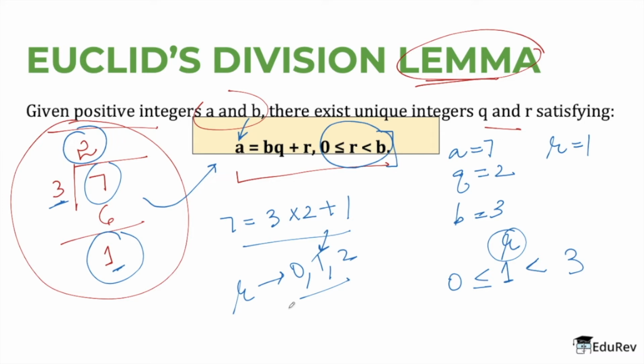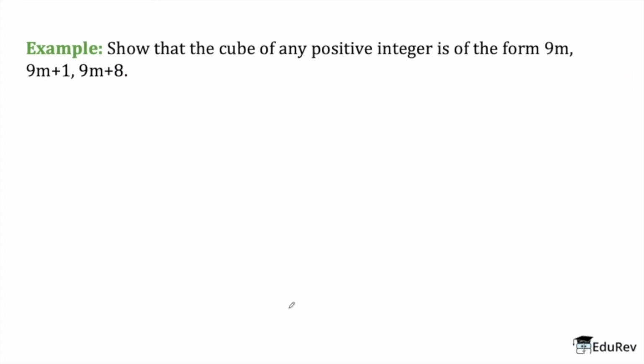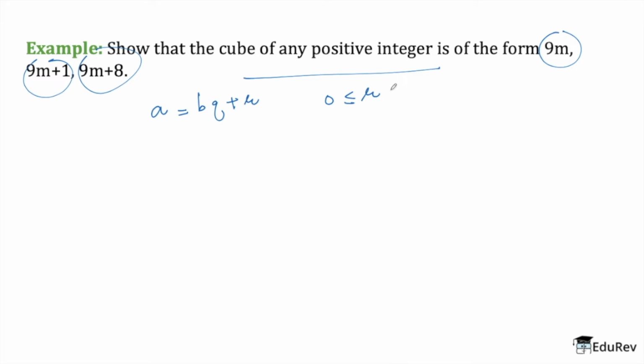Okay, so let's move forward and solve one question to understand this. We need to show that the cube of any positive integer is either of the form 9m or 9m plus 1 or 9m plus 8. Now let's suppose there is a number a, and we know by Euclid's division lemma, which we have just studied, that a can be written as bq plus r, where r has to be greater than or equal to 0 and less than b.